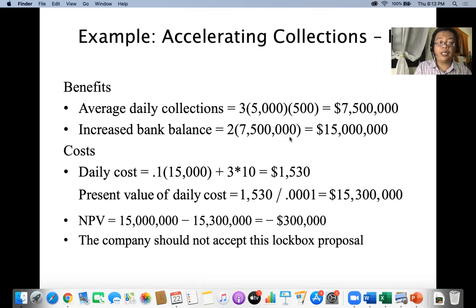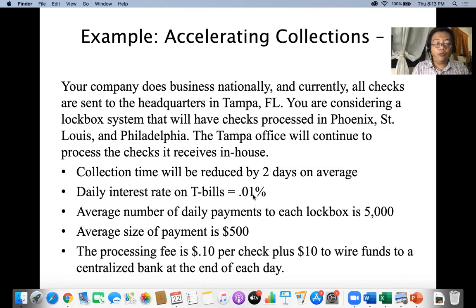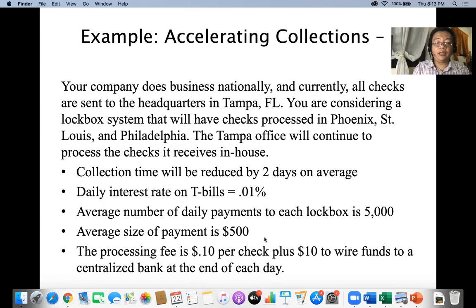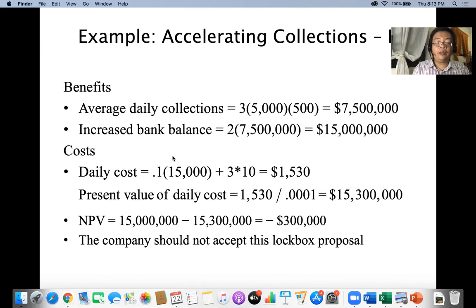So meaning you have 15,000 here as you will increase your cash balance. Kaya lang sabi, you have a daily cost. So you need to compute for the daily cost. Diba sabi, you have here 0.1. 0.1 would be the interest rate of your cost. And you multiply it by 15,000. Why 15,000? Because yan yung rate mo. Plus the 3 times 10. So daily cost here is at 1530.